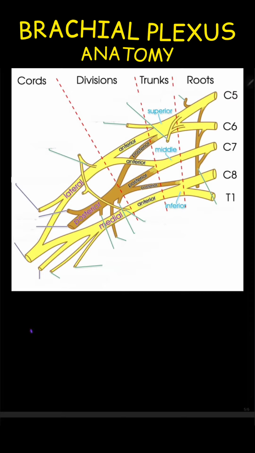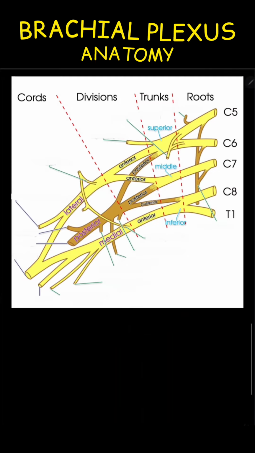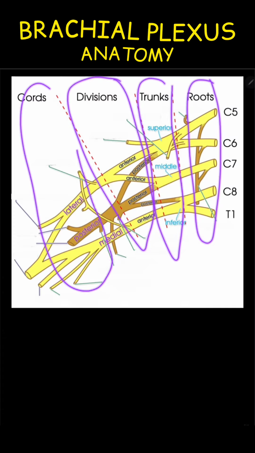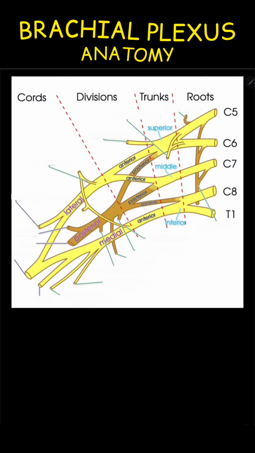So let's study the anatomy of the brachial plexus. It might seem very complicated, but it can be easily studied by the following diagram. We can divide the brachial plexus, which originates from the C5 to T1 nerve roots. We can classify them into roots, trunks, divisions, and finally the cords. So these are the four divisions of the brachial plexus.